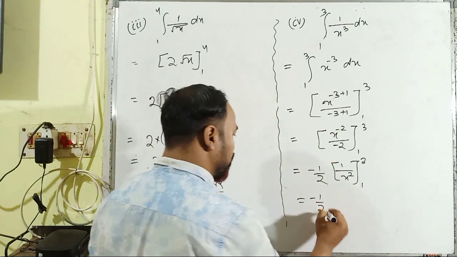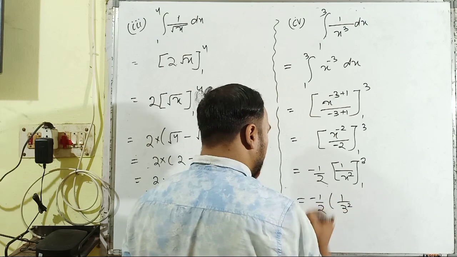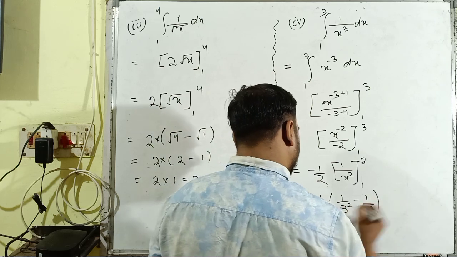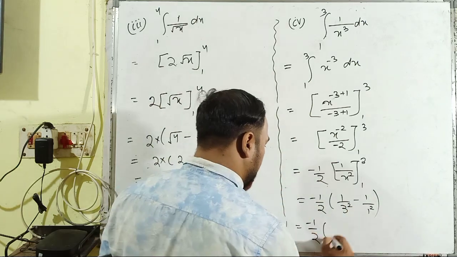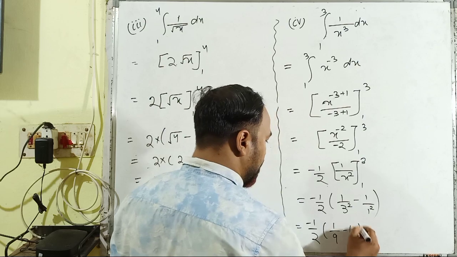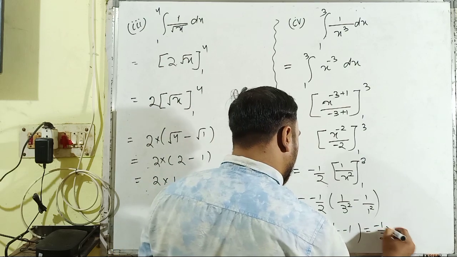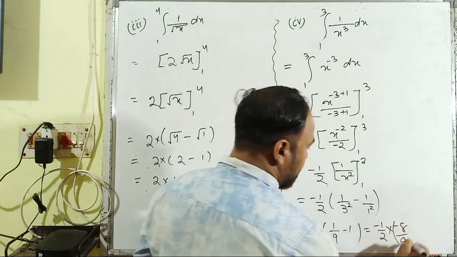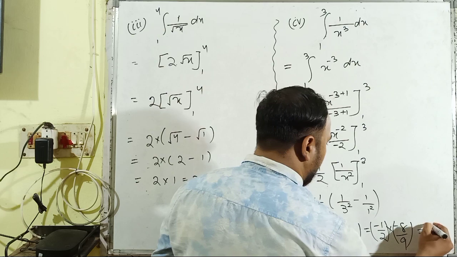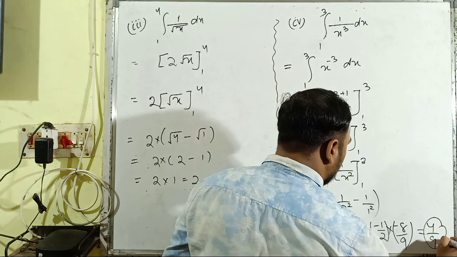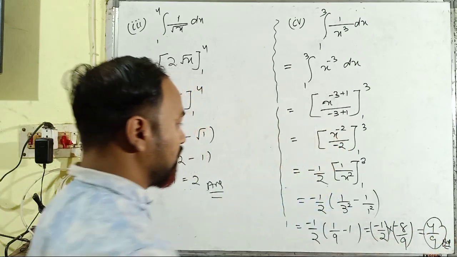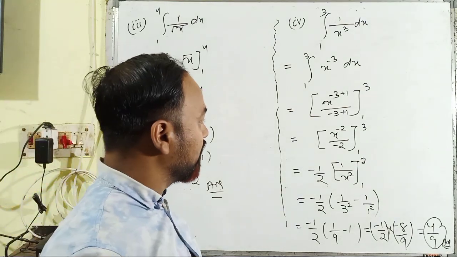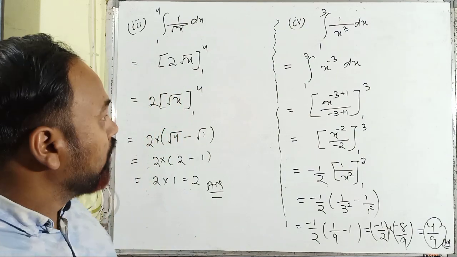Then it is -1/2, just putting these values here, 1/3 square minus 1/1 square. Then this is minus 1 by 2, it is 1 by 9 minus 1, and it is minus 1 by 2 multiplied with minus 8 by 9, and simplifying this, you can have 4 by 9 as your answer of this fourth bit. And these are very simple problems based upon the definite integrals. Then let us move to some of the other problems.